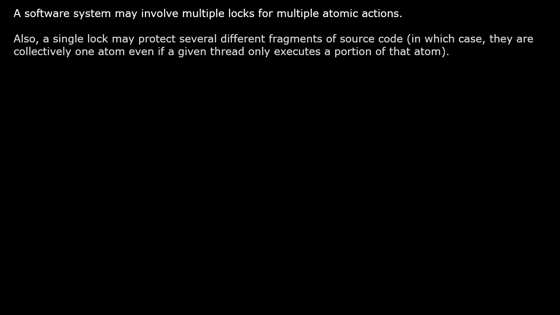A software system may involve multiple locks for multiple atomic actions. Also, a single lock may protect several different fragments of source code, in which case you should think of them as collectively being one atom.